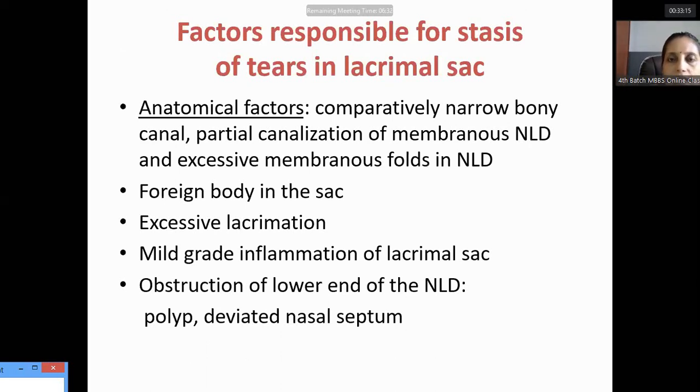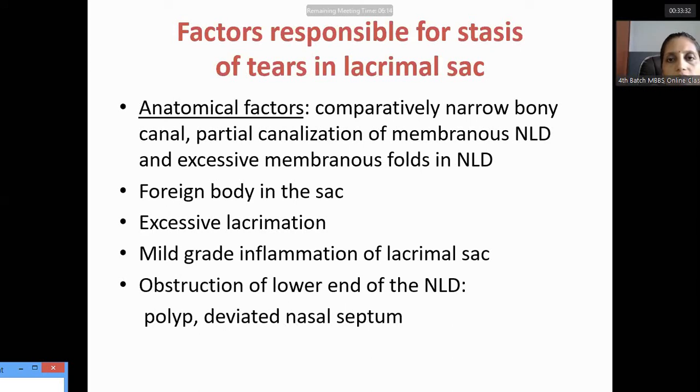Besides that, there are some factors which are responsible for the stasis of the tear in the lacrimal sac, which causes the watering. So these are the important causes of the watering in case of dacryocystitis.